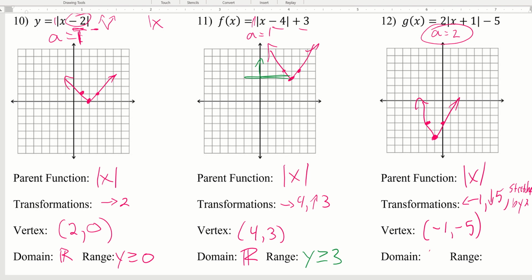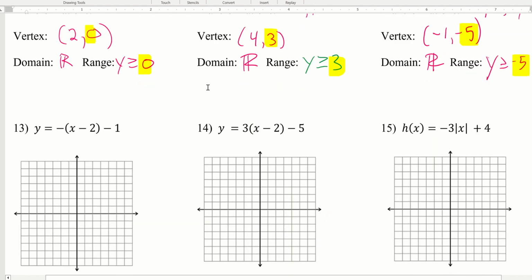Your domain goes left and right forever, so it's all reals. Your range is going up, so it's greater than or equal to this point right here, the bottom of your graph. So that would be at -5. Cool. And you should kind of notice with your range here, with your absolute value, they're very closely related to the y of your vertex.